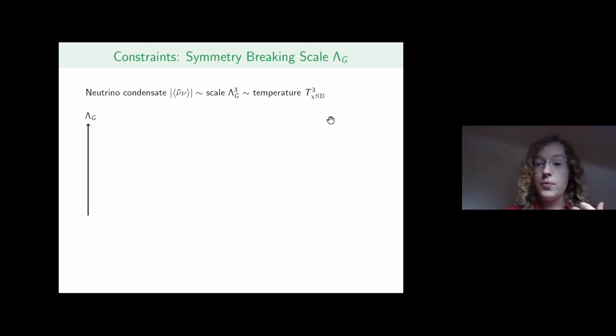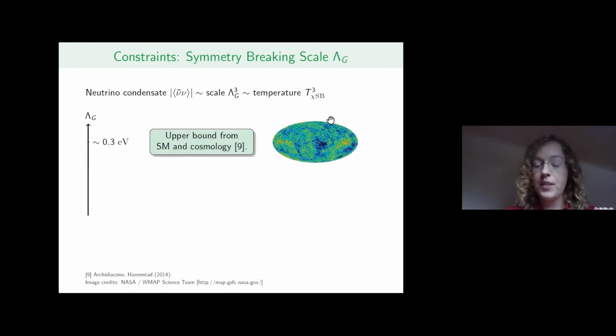Now we have several upper bounds, and in particular, from the standard model itself. What's becoming relevant is that gravity is not only coupling to neutrinos, but also to the other fermions of the standard model. So in principle, also the electron, the quarks, and so on and so forth, will get a contribution to a condensation and to their masses. However, this is very strongly constrained from standard model precision measurements.